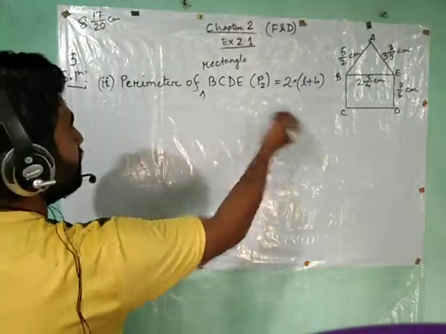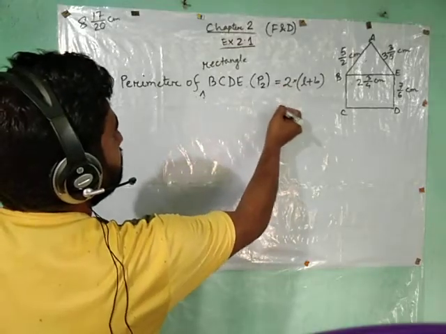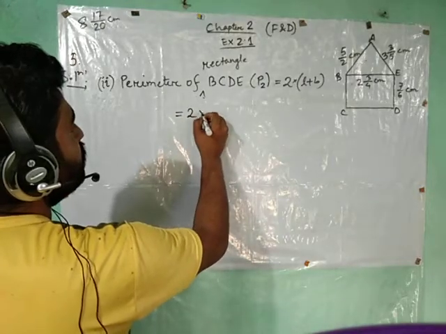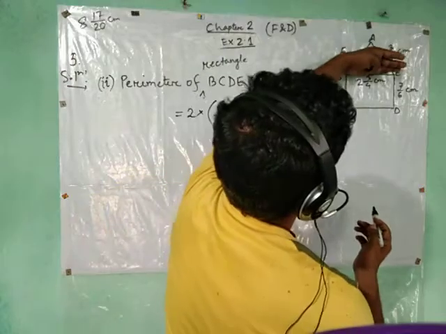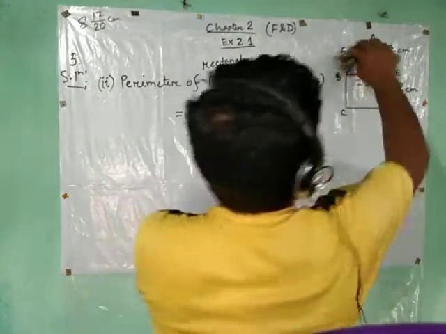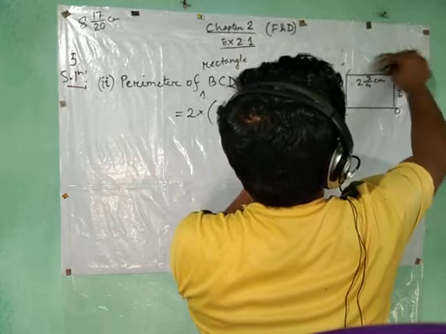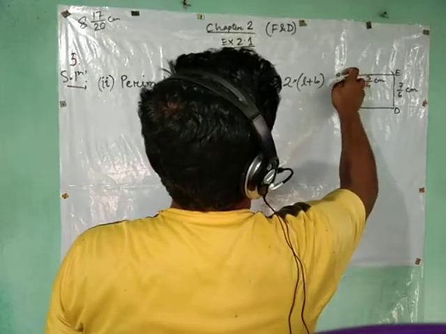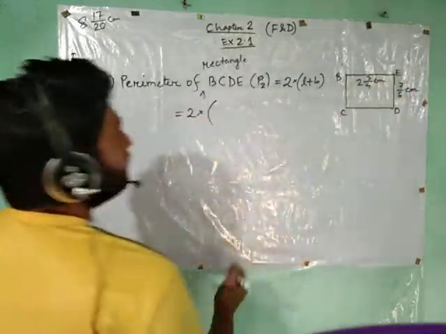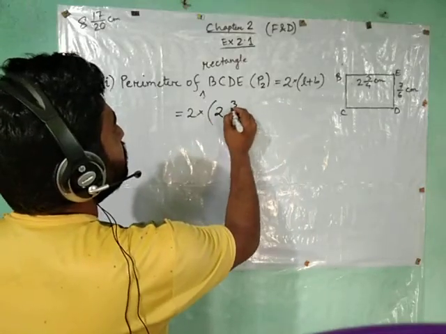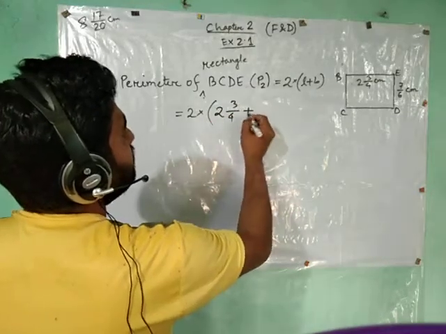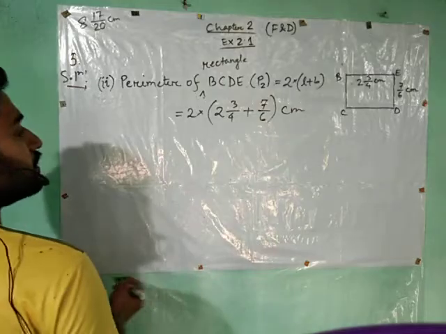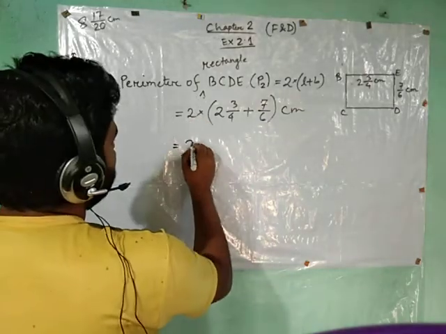Now you have to put an equal sign here, but I have no space so I will put it here. 2 into length is how much? Now you forget about this particular thing. Forget about this, you don't need this portion now. Now only this portion you need. What is this portion? This is nothing but a rectangle. Now length of the rectangle is how much? 2 3 by 4 plus breadth is how much? 1 7 by 6. It is centimeter, right? Now 2 will be here itself.